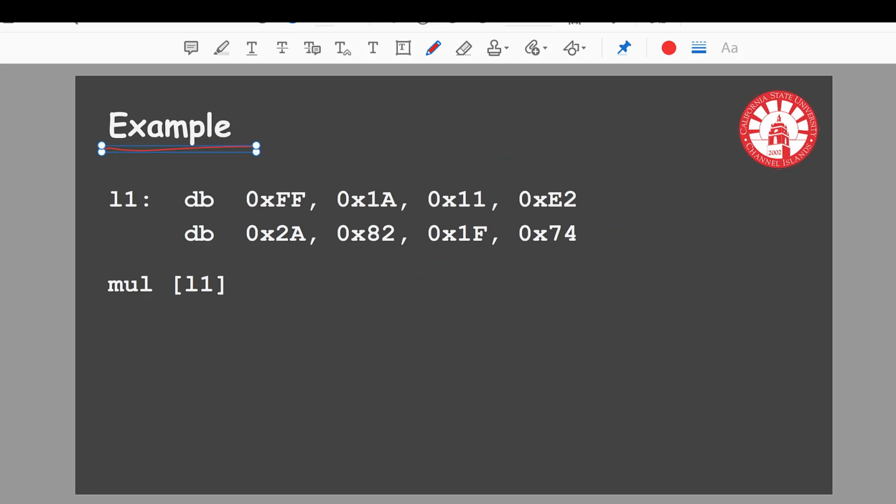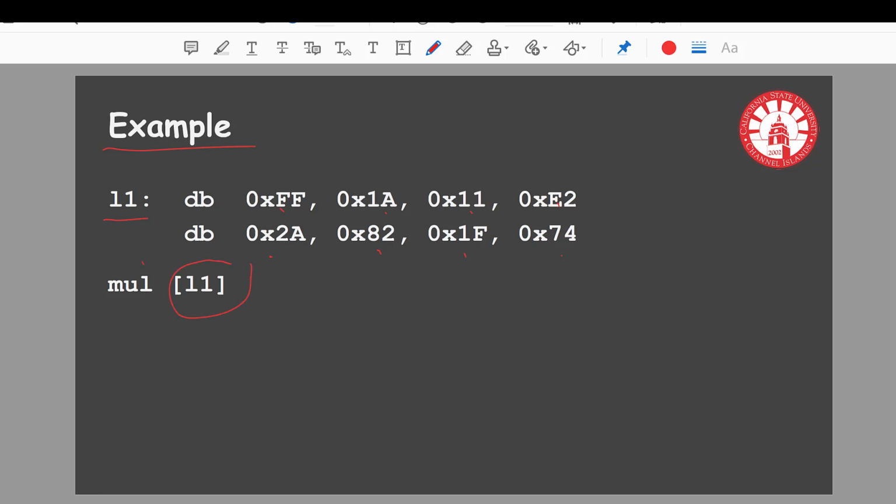What if the source is a memory location? Here we have L1 defined as an array of data: 1, 2, 3, 4, 5, 6, 7, 8. So we have 8 numbers stored in L1 as an array, and we know that L1 is a memory location, and in x86 architecture it is byte addressable.